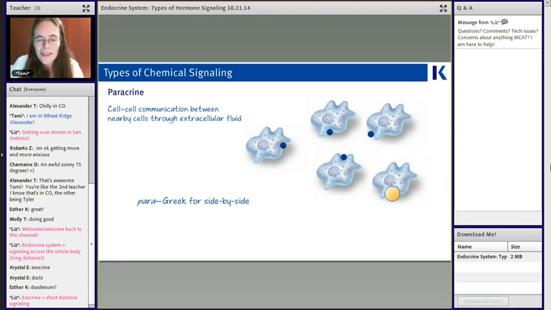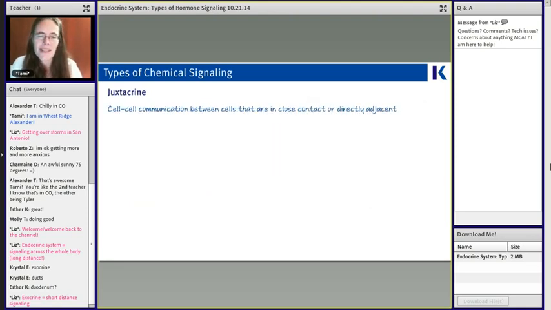Now, juxtacrine. Juxtacrine is cell-to-cell communication, and these guys are in contact with each other, okay? So they're either in close contact or directly adjacent to each other. And this can happen in a couple of different ways.